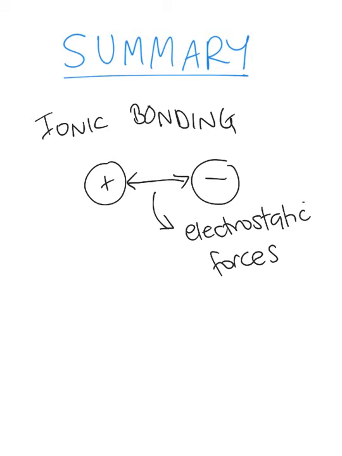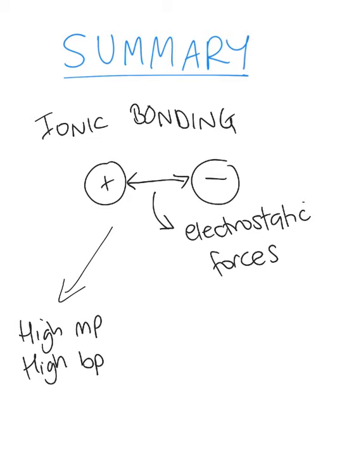They require lots of energy to overcome, which is why ionic compounds have high melting points, MP, and high boiling points, BP. These ionic structures or ionic compounds are arranged in a giant lattice. The minute you melt that lattice or add water to it, these electrostatic forces are overcome. Ions are now free to move, and that means our ionic compound can conduct electricity.